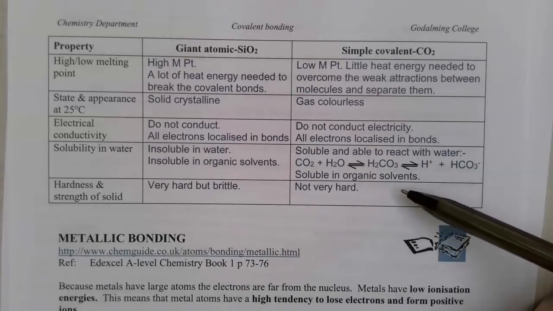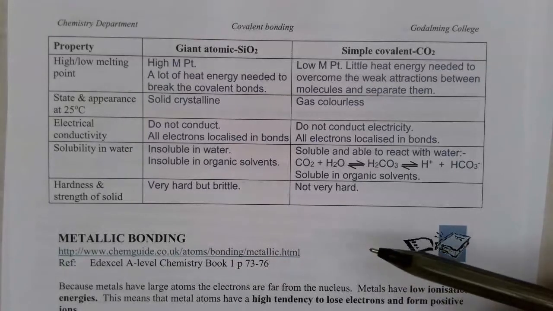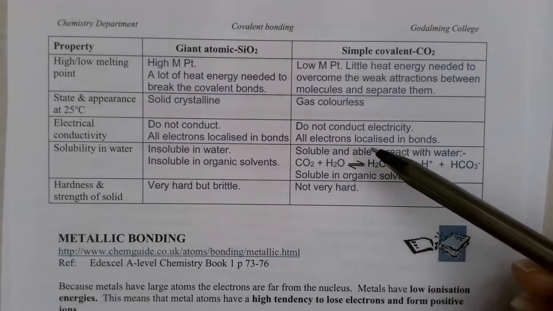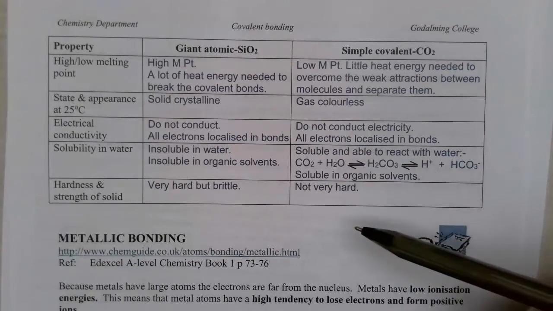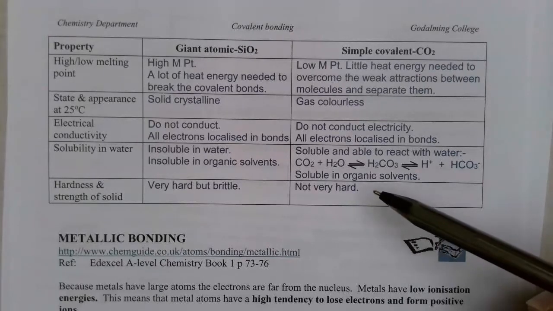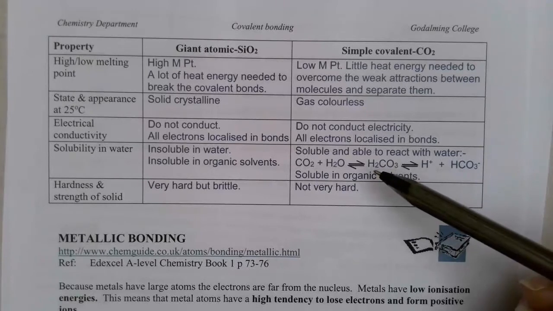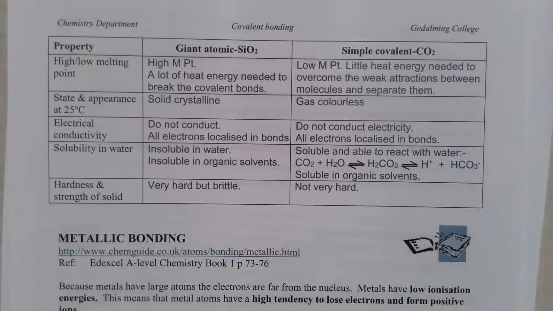In this case, the carbon dioxide is able to react with the water and form a hydrogen ion and a hydrogen carbonate ion. So it will dissolve in water due primarily to the reaction with the water. The giant covalent lattice has very high melting and boiling points because you need a lot of energy to overcome those strong covalent bonds, whereas simple covalent requires very little energy to overcome the weak attractions between the molecules. Notice again, we're not breaking the strong covalent bonds in the carbon dioxide.